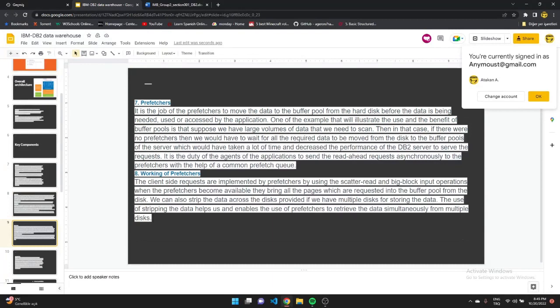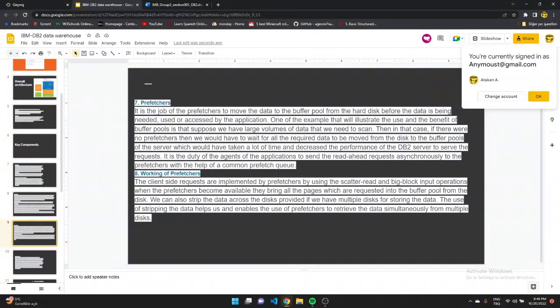Prefetchers, again, it's the job of prefetchers to move the data to the buffer pool from the hard disk before the data is needed, used, or accessed by the application. One example that illustrates the benefit of prefetchers is when we have large volumes of data that we need to scan. If we had no prefetchers, then we would have to wait for all required data to be moved from disk to the buffer pools of the server, which would take a long time and decrease the performance of the DB2 server in serving the request.